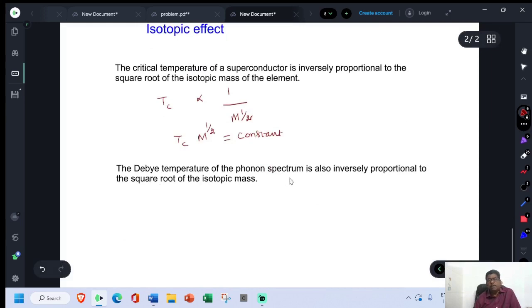The Debye temperature of the phonon spectrum is also inversely proportional to the square root of the isotopic mass. Theta suffix D, Debye temperature, is also inversely proportional to m power half. Care should be taken. m power 1 by 2, that is root m.